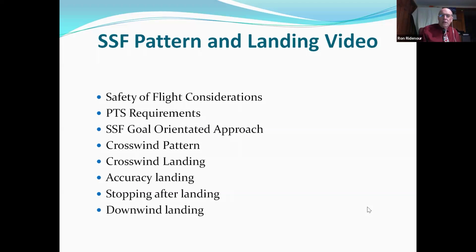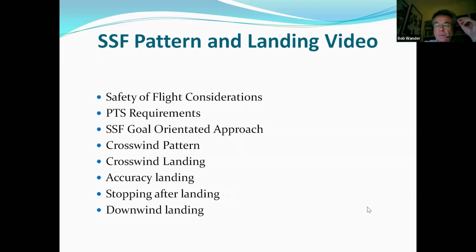So I'm going to show you a Soaring Safety Foundation pattern and landing video here, and safety of flight considerations, PTS. Ron, when you get that set up, there was a question for Bob if he's used the simulators before he's put people into the aircraft.